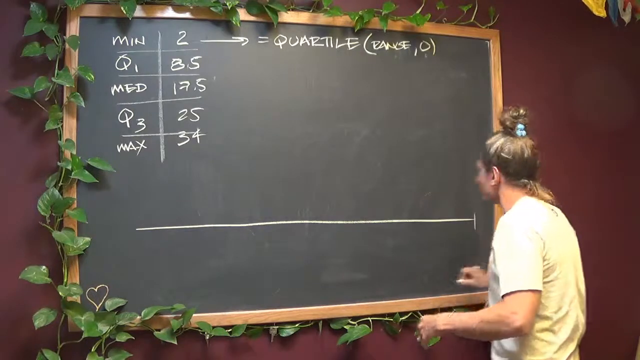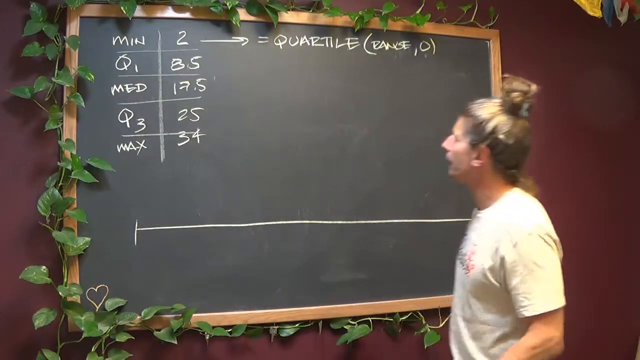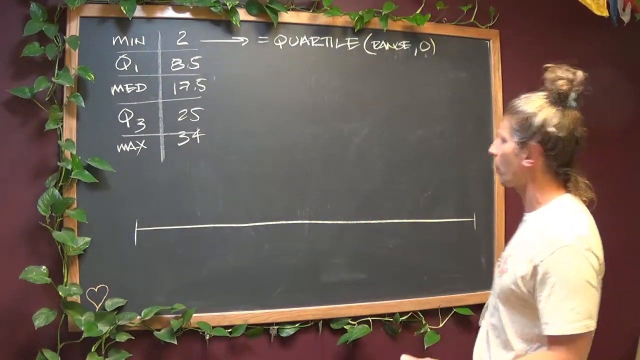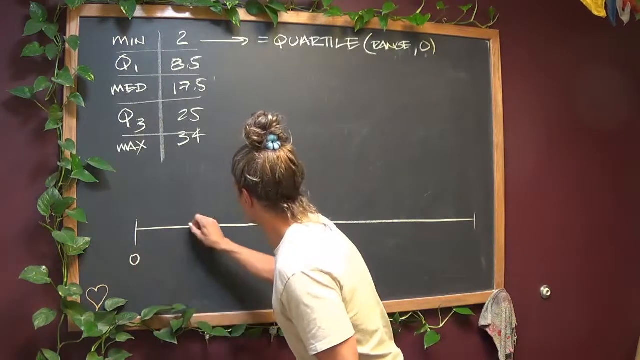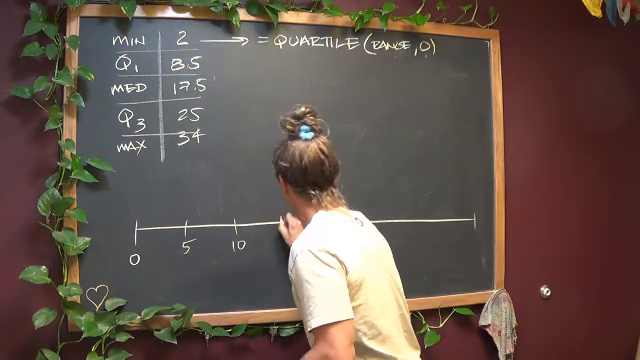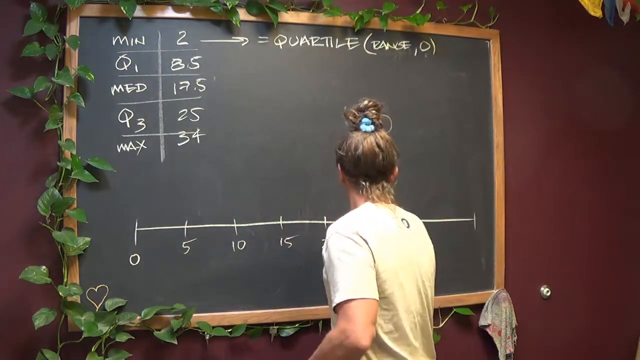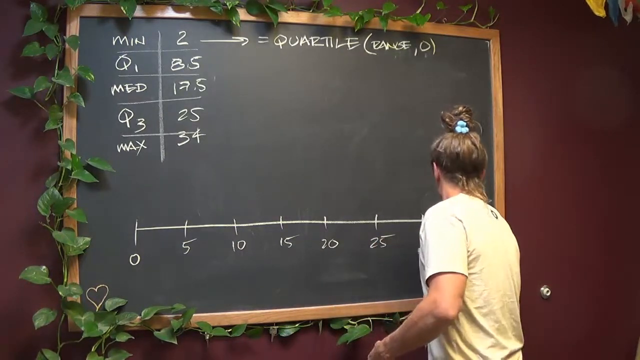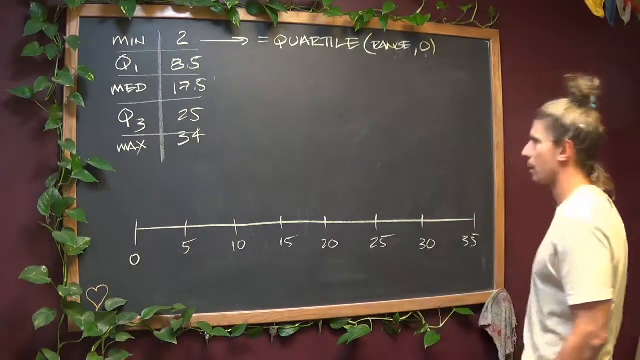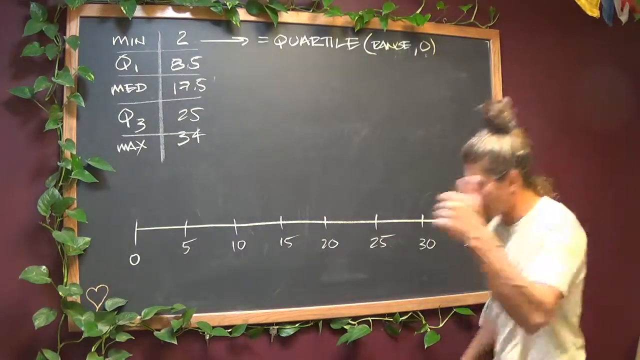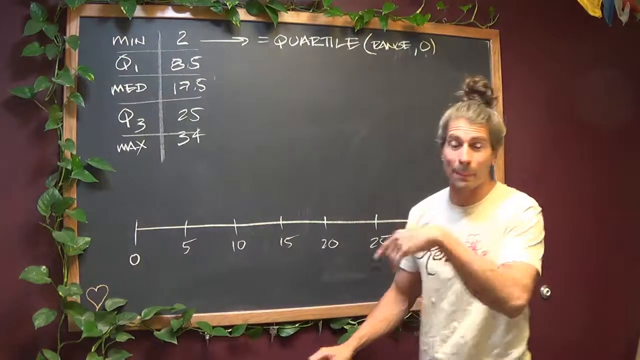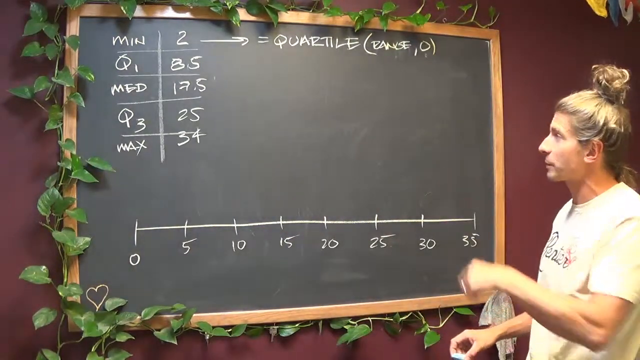The data has no units, purely fictitious. So let's see, we go from 2 to 34. Why don't we go from 0, 5, 10, 15. That worked out pretty well. Sweet. And then we just drop in the box plot first.